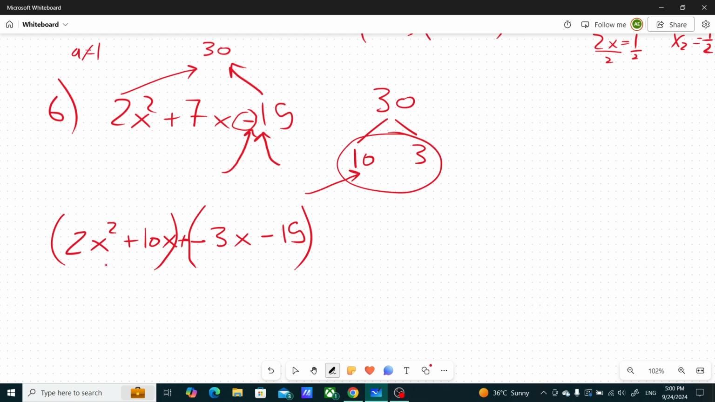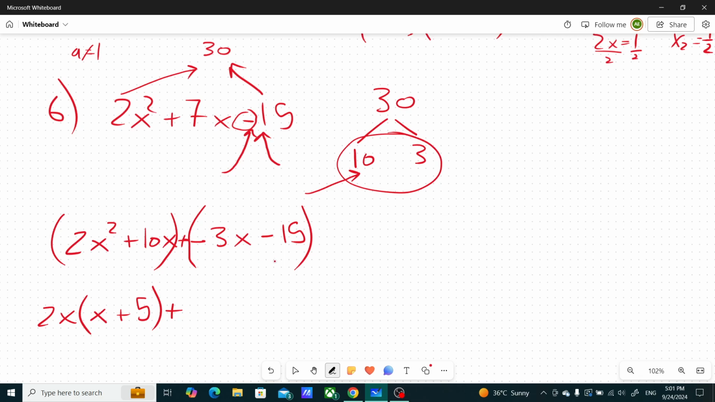In this term, I will try to take something out common. So here I will take out a 2x as common, which is essentially dividing this whole bracket by 2x. So 2x squared divide 2x is basically x. And then positive 10x divide 2x is basically plus 5.